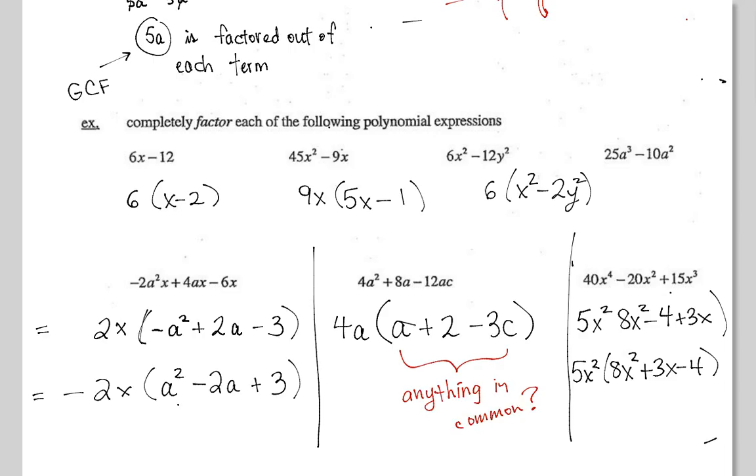Now the last one, this is my tip. Check 10. Does 10 divide 25? So then it's got to be smaller than 10. 5a squared. Divide 5a squared out of both of those. 5a minus 2.